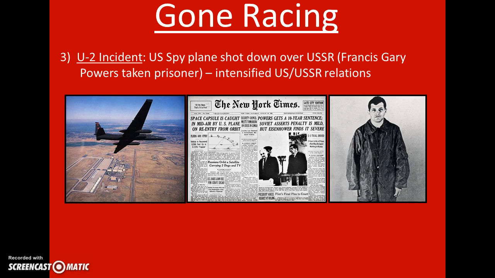The U-2 incident was another effect of the Cold War and led to an increase in tensions between the United States and the USSR. During the U-2 incident, a U.S. spy plane was shot down over the USSR. The pilot, Francis Gary Powers, was taken prisoner. The United States asked for the pilot back. The USSR refused based on the fact that he had been spying. Again, this intensified relationships between the United States and the USSR.